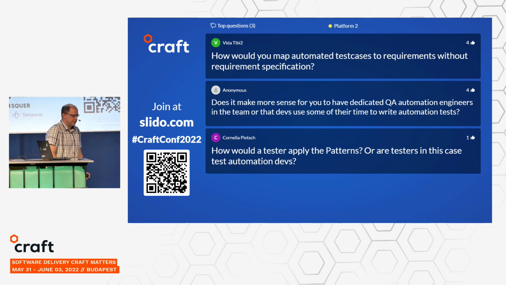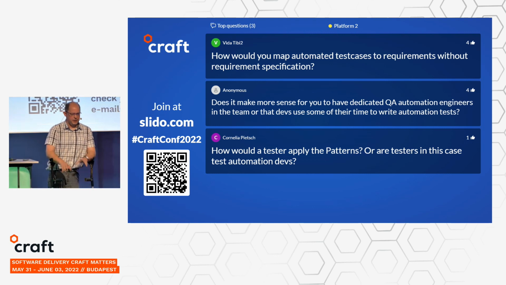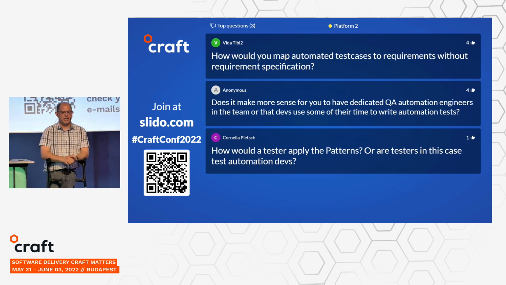The most popular, I will read. The first one: how would you map automated test cases to requirements without requirement specification? That's a very, very, very important question, because actually what we really want to have is requirement coverage, right? But that's something that we cannot measure. We can measure line coverage, but that doesn't mean anything, right? It means something, but it's not what we really wanted. We wanted to have that the tests are helping us to know whether we really did what was needed. And there is no perfect solution for that.